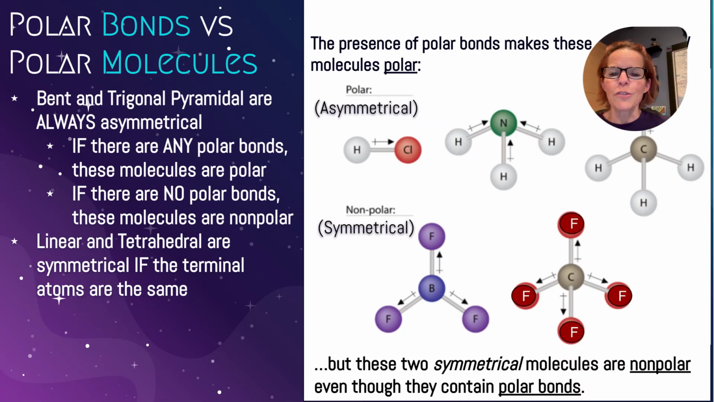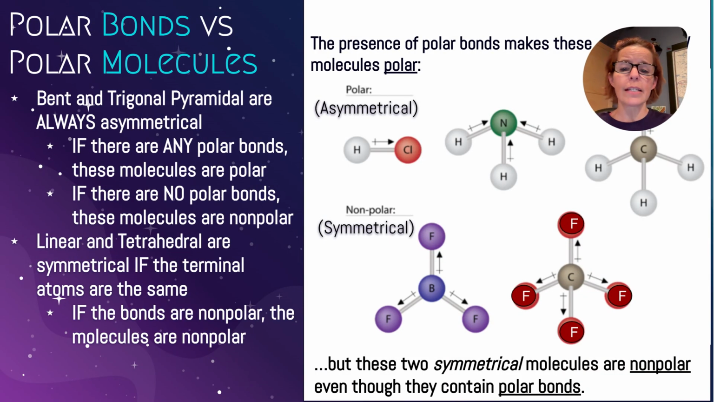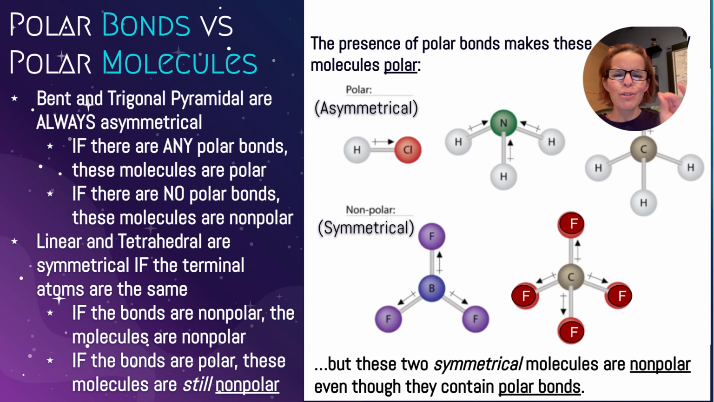Let's go up here. So it says linear and tetrahedral are symmetrical if the terminal atoms are the same. If the bonds are nonpolar, the molecules are nonpolar. But this is the one that's tricky. If the bonds are polar and the molecule is symmetrical, then the molecule is still nonpolar, even though the bonds were polar. They canceled each other out. That is probably intellectually the hardest thing to absorb in this unit. So take some time to think about that.